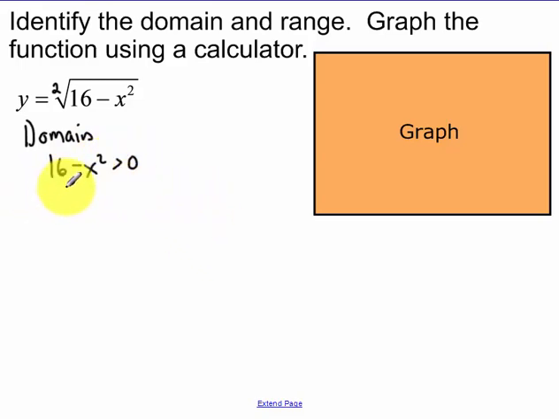So what I do for this is I look at this function and I say, okay, what does 16 minus x squared look like? Well, that's a parabola facing down, where my vertex is up here at 16, and my two x-intercepts are -4 and 4. So this is what that graph would look like, the inside piece, the 16 minus x squared.